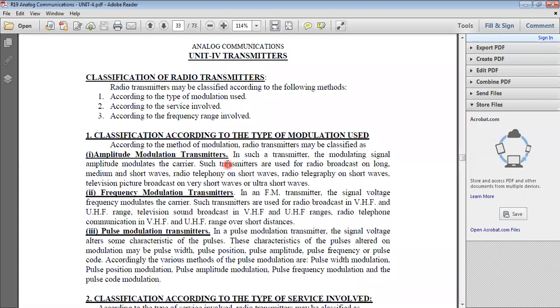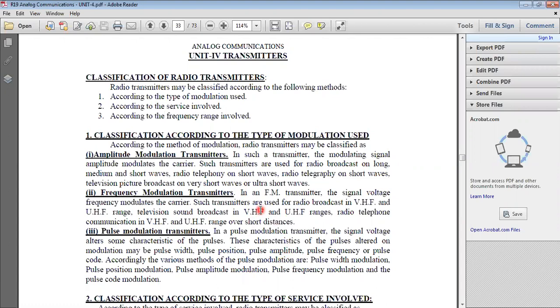So in these transmitters, what is the main technique involved? We have amplitude modulation. The modulation is done in the way of amplitude modulation. These transmitters are generally used for radio broadcast on long, medium and short wave communication. Again for radio telephony on short waves and radio telegraphy on short waves, and television picture broadcast. For picture broadcast, we use these AM transmitters.